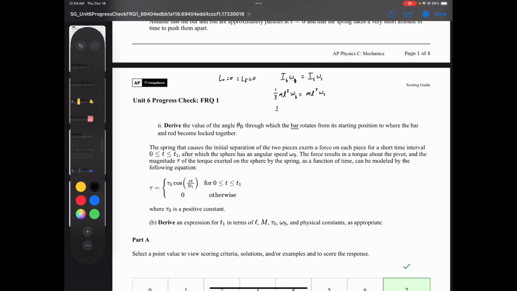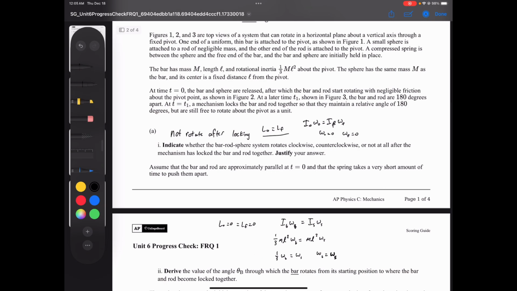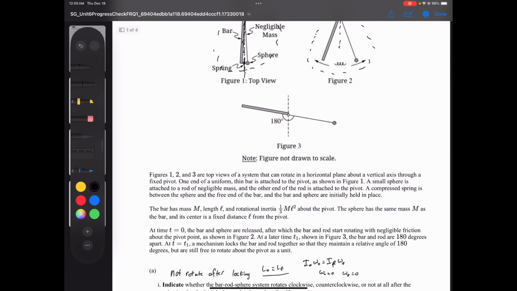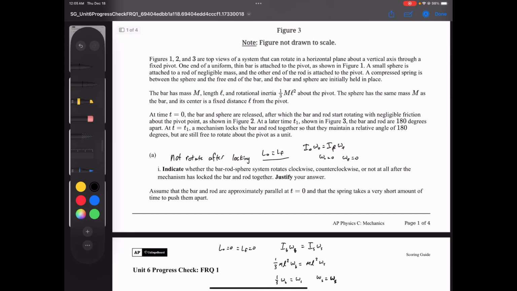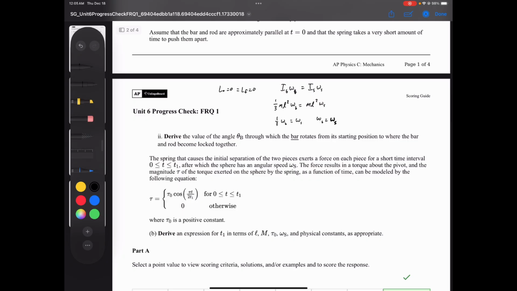So in other words, the angular velocity of the bar is going to be 3 times the angular velocity of the sphere. And what's important for this problem is we know that when they lock together, they're 180 degrees apart. So we have it in terms of omega. We need it in terms of theta.